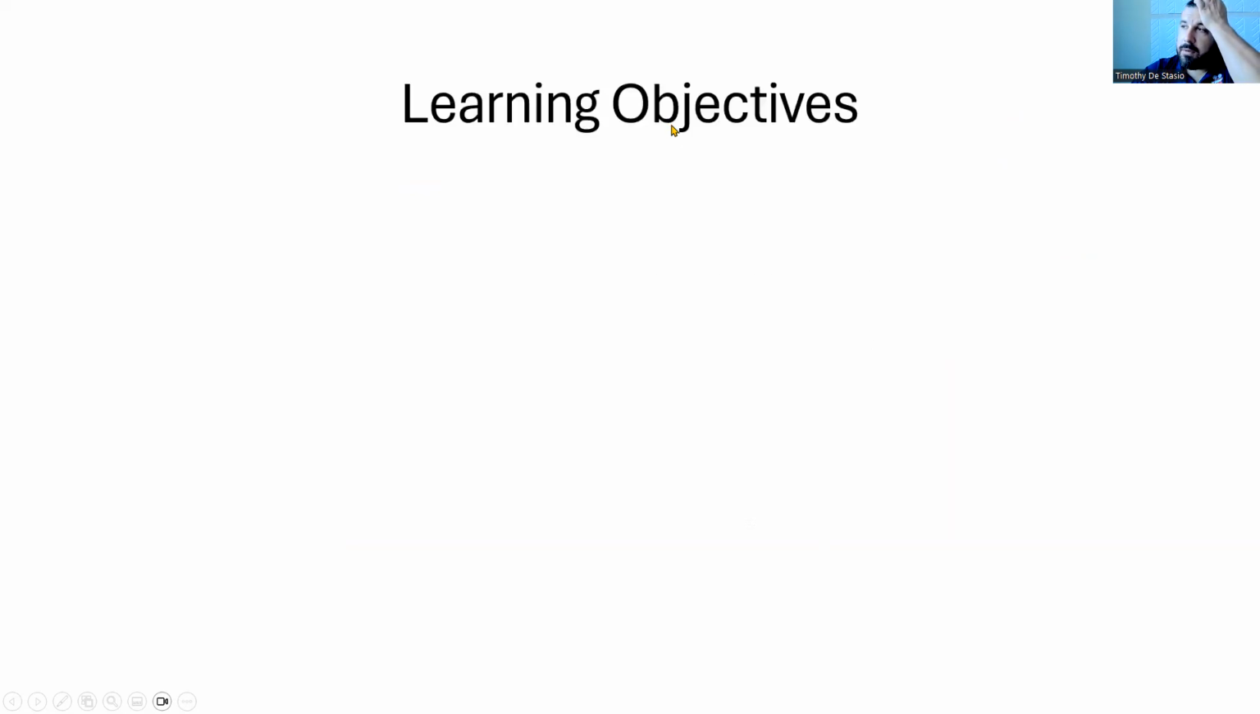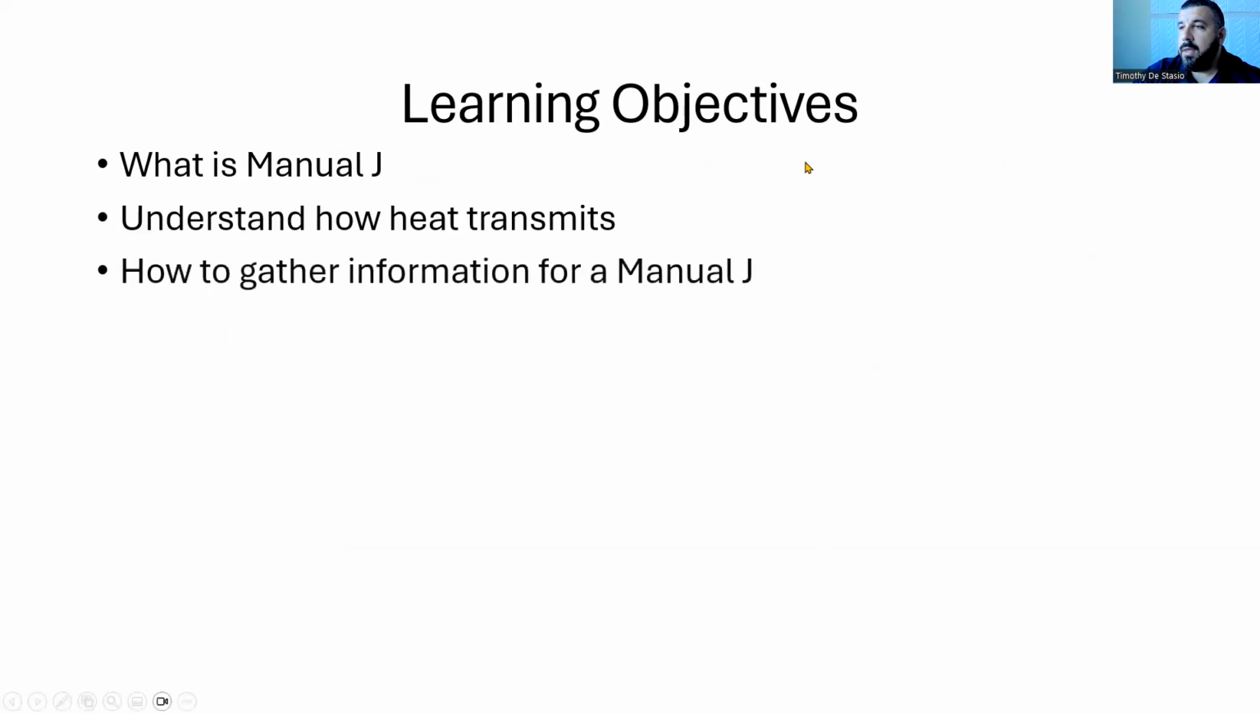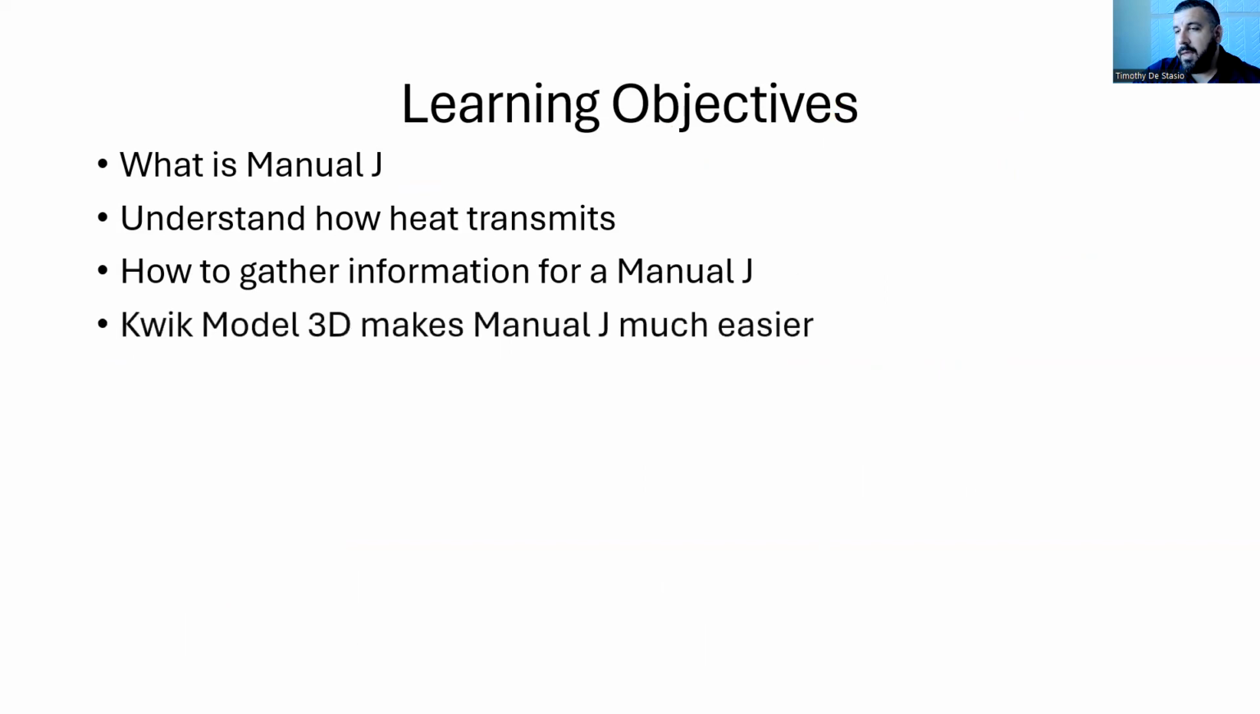Let's talk about what we're going to go over in the class. We're going to talk about what a Manual J is and understand how heat transmits in and out of a house, heat gain, heat loss, and what we need in order to gather information for a Manual J. Then Russ will get into how Quick Model 3D makes the Manual J process a lot easier, because you can actually draw the house, trace it over a set of plans or a sketch that you made out in the field, and it really comes to life in 3D.